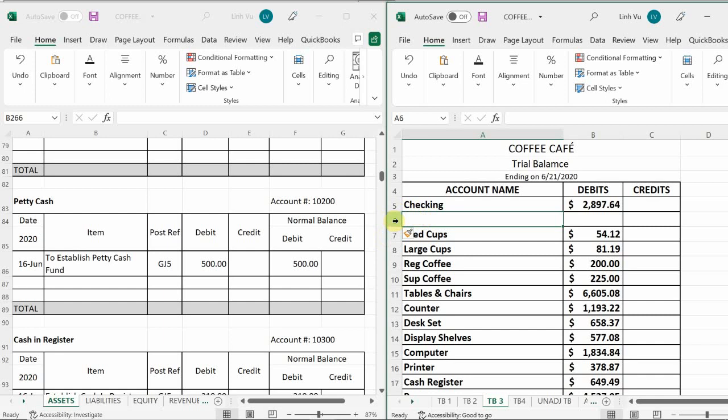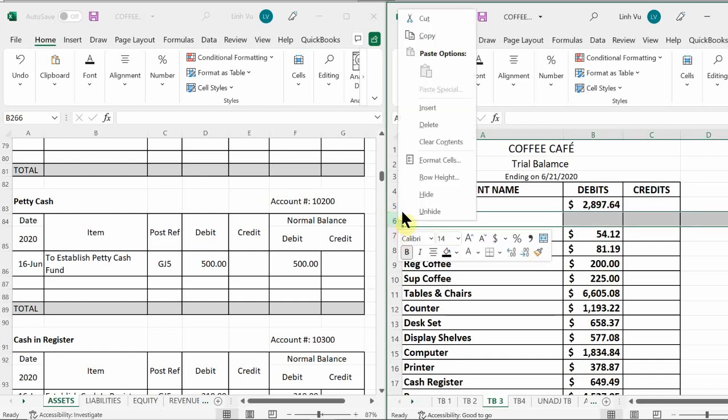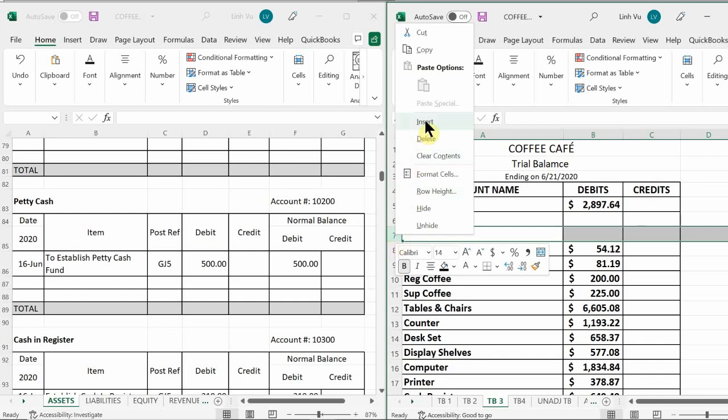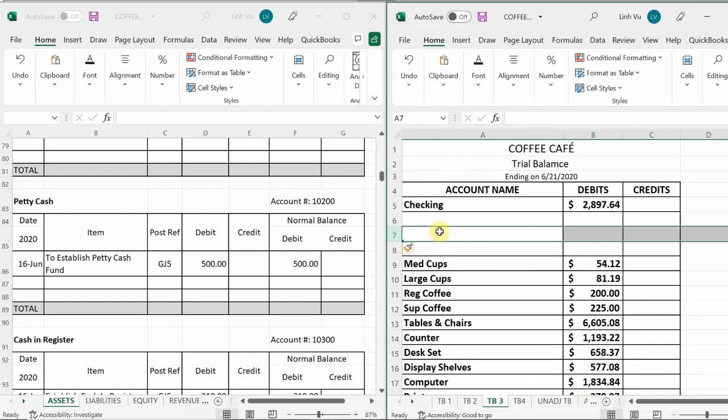Let's practice that again. I can click on number 6. I have to click on 6, though. I can't just click on the cell here. I have to click on the number 6 to highlight the whole row. I'm going to right click and insert, and it will create a line in between. I'm going to do that one more time. Let's say I want to do number 7. I right click, insert, and it will create a new line in there. So now I'm done with checking.